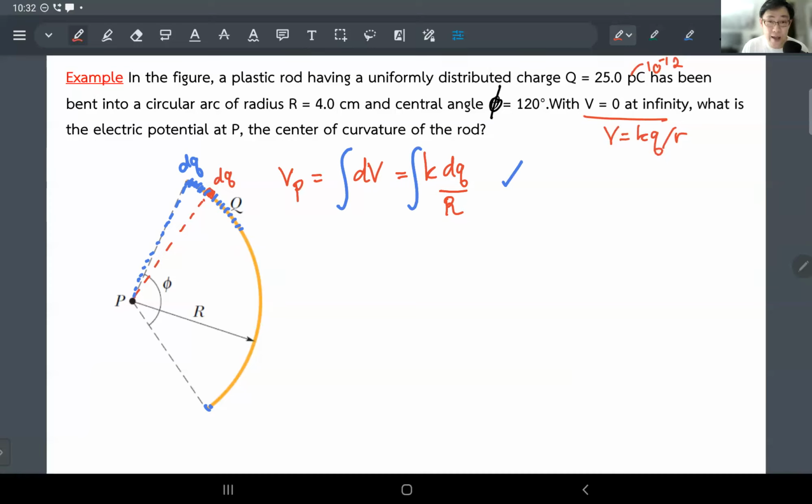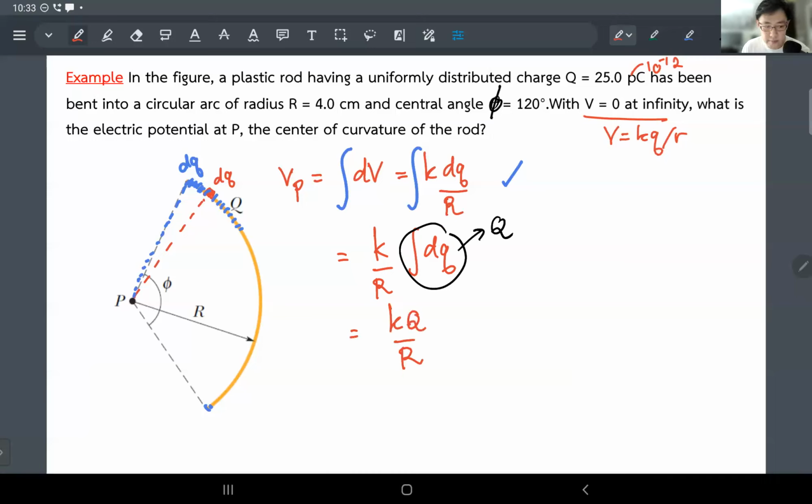But as I said, some of you have already spotted it, I think. All those dq that you slice out are at the same distance from point P, which is just R, the radius of this arc. Looking at the expression from the integral, it's the same thing as you pull out the k, the constant. The R is also constant. So what you have left is just the integral of dq. But this has nothing to do with the integration, because this is just the net charge on this rod. So that's it, guys. The answer is kQ over R, and you are done.